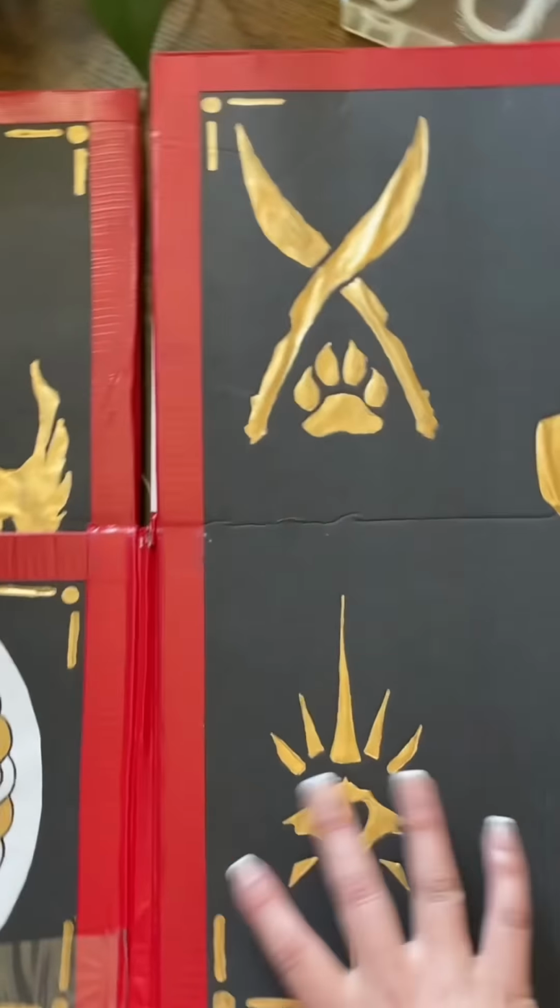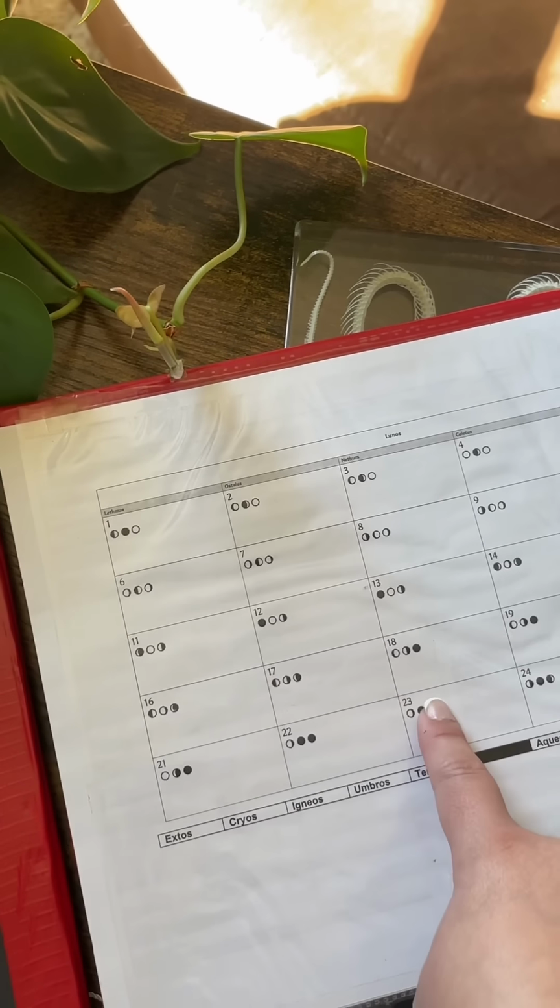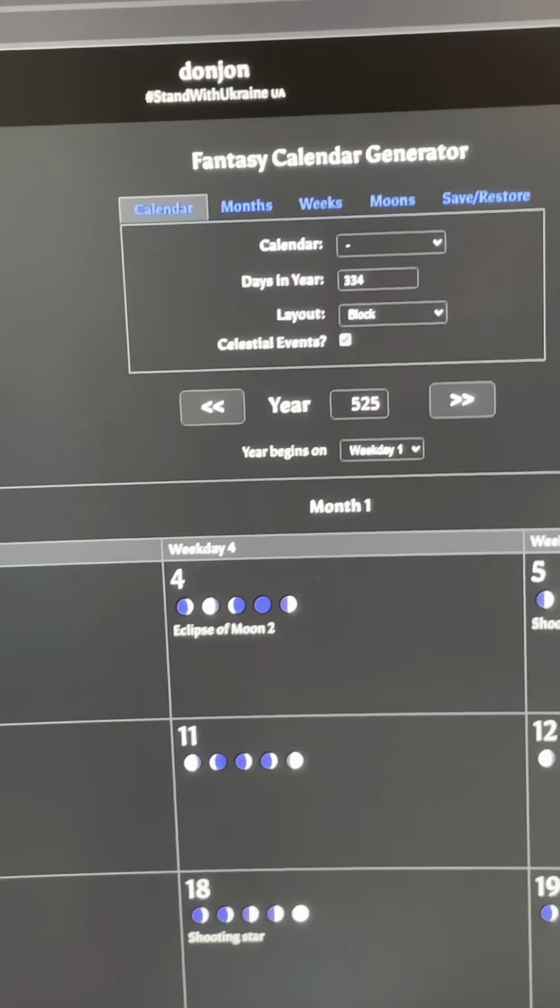The internet is chock full of free resources for D&D if you know where to look, and this is one of my favorites. While I was showing off my DM screen, one of you guys asked about the lunar calendar that I have in here and where I got it. My world has 3 moons, and so this shows all the lunar phases. I didn't do this manually. This is generated on a website called the Donjon Fantasy Calendar Generator.